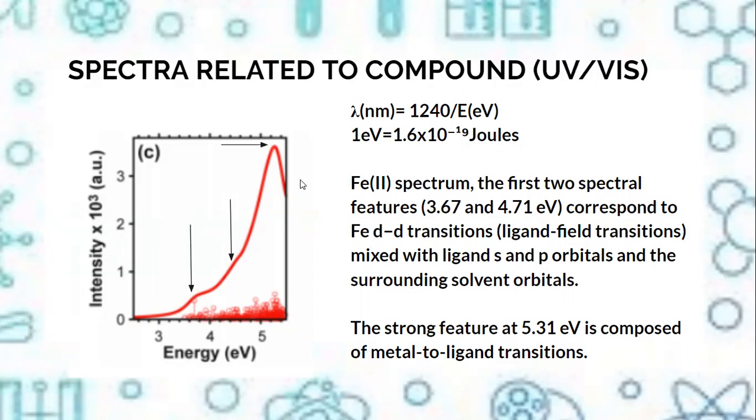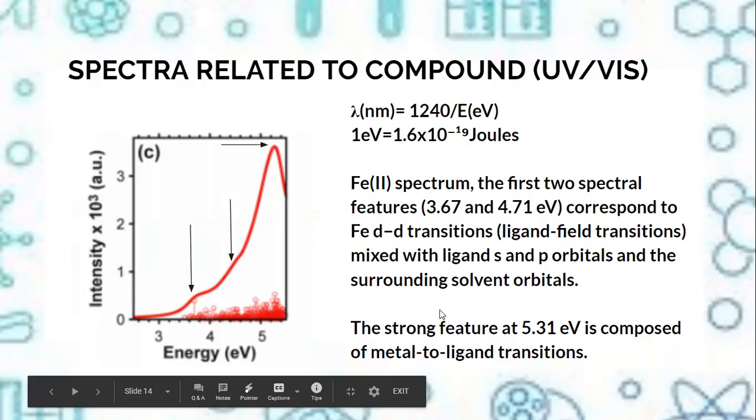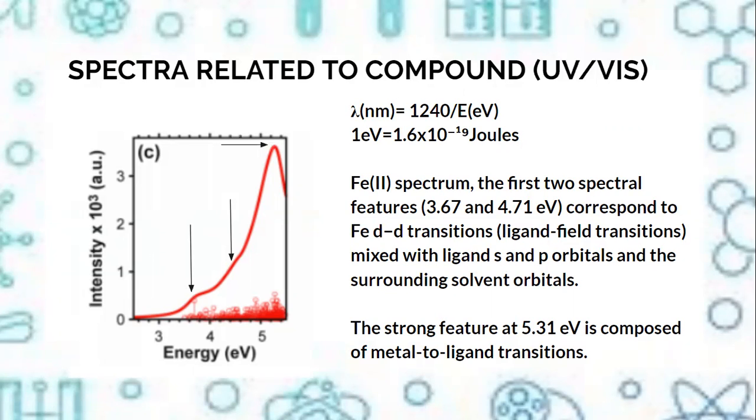Then the highest one, which is 5.31 electron volt, is composed of the metal-to-ligand transitions, which is the highest one since the electron from the metal orbital has to be excited with a lot of energy to the anti-bonding ligand orbitals. So that explains why it is at a higher intensity.